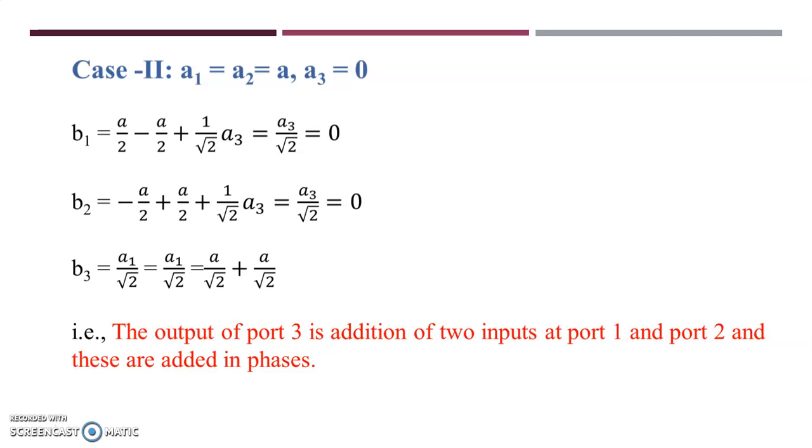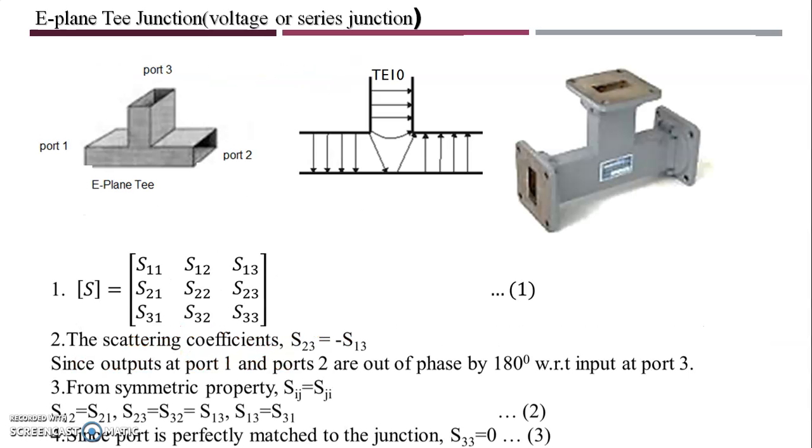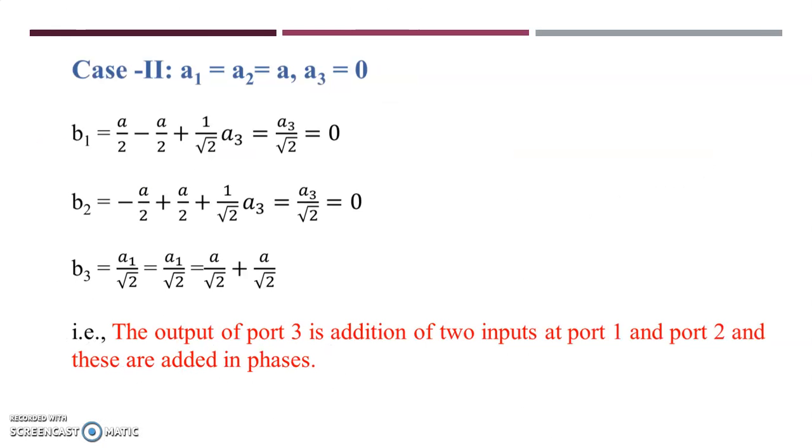So when you give the power at port 3, equal and in-phase power will come at port 1 and port 2, which is half of the input power, that is instantaneous power. And when you give the power at port 1 and port 2, the addition of instantaneous power will be available at port 3, that is in phase. Now this is about the H-plane tee.